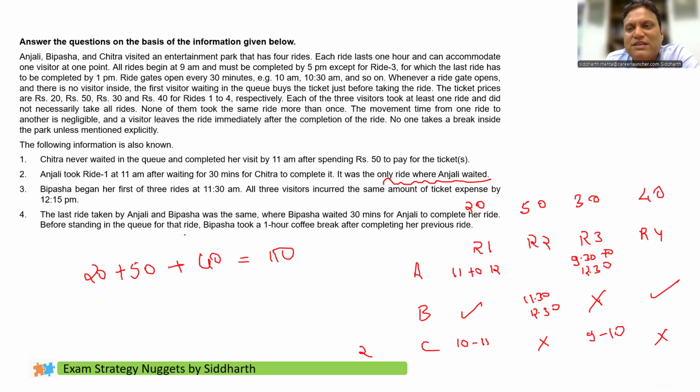It's not given anywhere that Anjali has taken a break, right? And I also know that Anjali's last ride is R4. Why is her last ride R4? Because it is mentioned that Anjali and Bipasha's last ride was the same. So by 12:15 she has taken R1 and R3, and only two rides were left, R2 and R4. She can't take R2 as the last ride because Bipasha has already taken it. Her last ride and Bipasha's should be the same. So I know that she had to take R4 as the last ride.